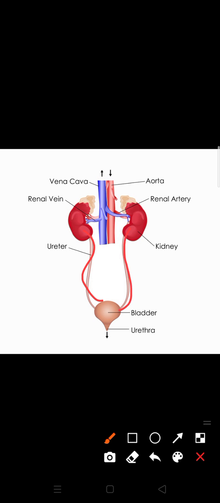Ureters are one pair of long, narrow, muscular, tubular structures, 25 to 30 centimeters in length. Where do they arise from? From the hilum. As I told you yesterday, the internal part of the kidney is known as the hilum, and the upper part is known as the renal pelvis.